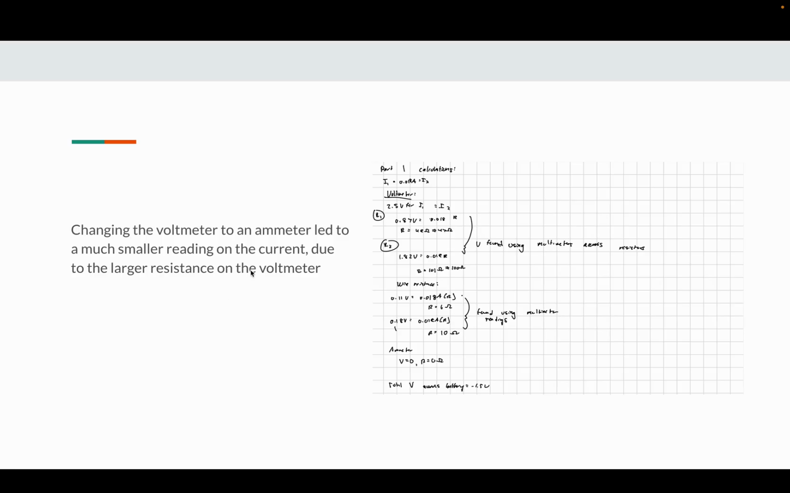And changing the voltmeter to an ammeter led to a much smaller reading on the current, as the voltmeter had a larger resistance than the ammeter. As you can see, the voltmeter has a higher potential than the ammeter, meaning that the voltmeter will have a higher resistance, as from Ohm's law.